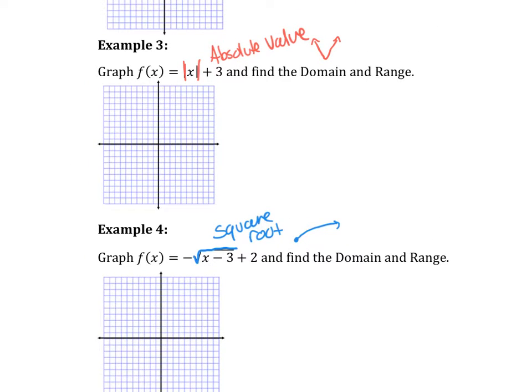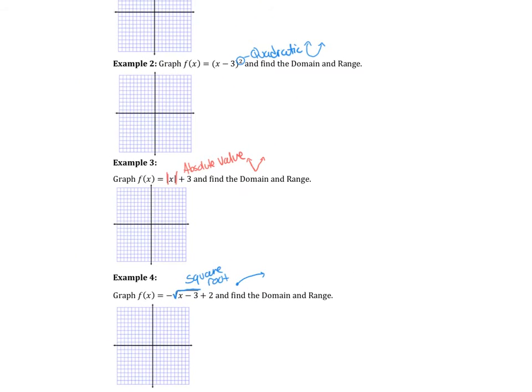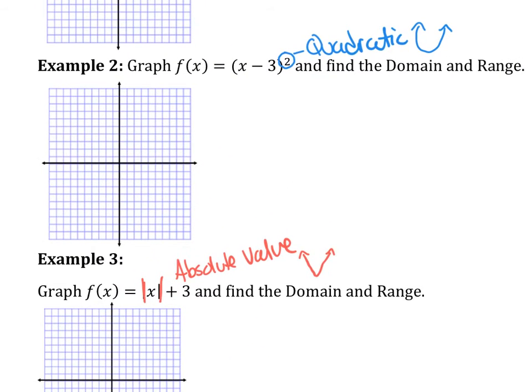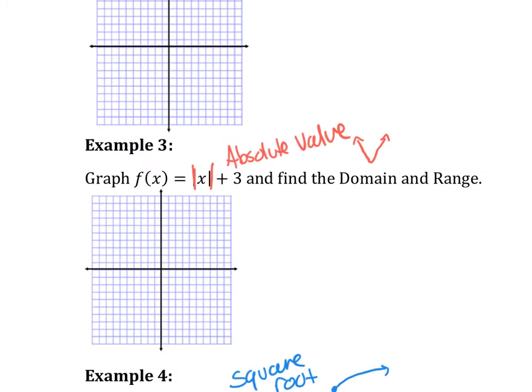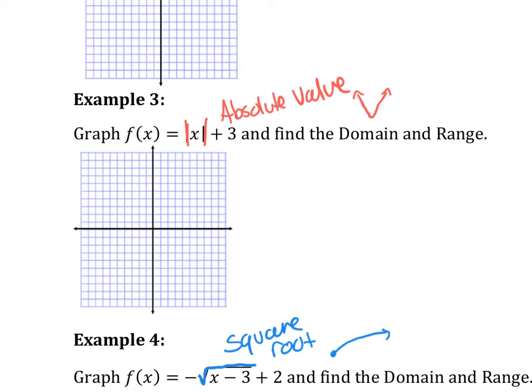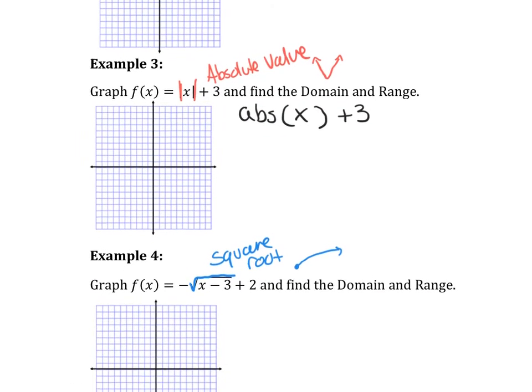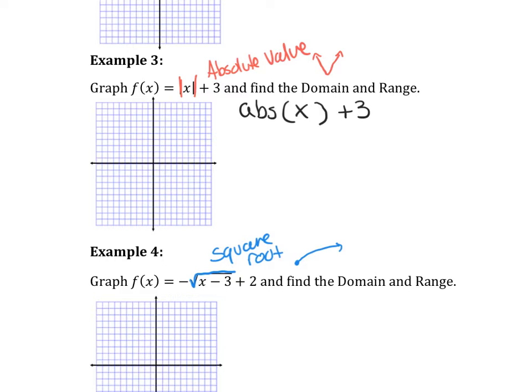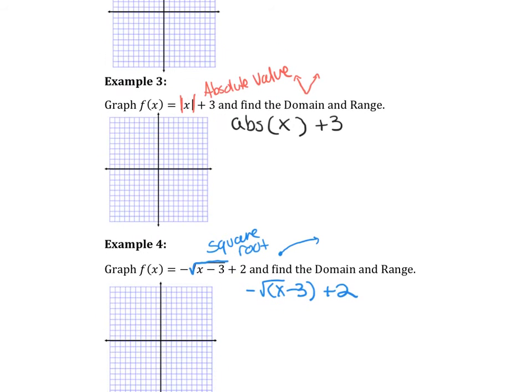Okay, so I want you guys to practice typing these in your calculator. Be careful with parentheses. So like example 2, type it in exactly as you see it. With example 3, when you have your absolute value, you would have your ABS parenthesis x. Then you have to close that parenthesis before you can do the plus 3. And same thing with example 4. You would have your negative square root. I think sometimes it pops up with a parenthesis. X minus 3, close the parenthesis before you plus 2. So be very careful with parentheses.